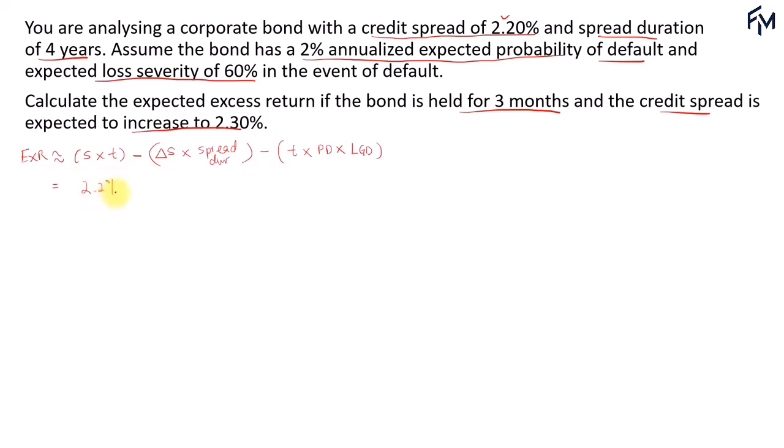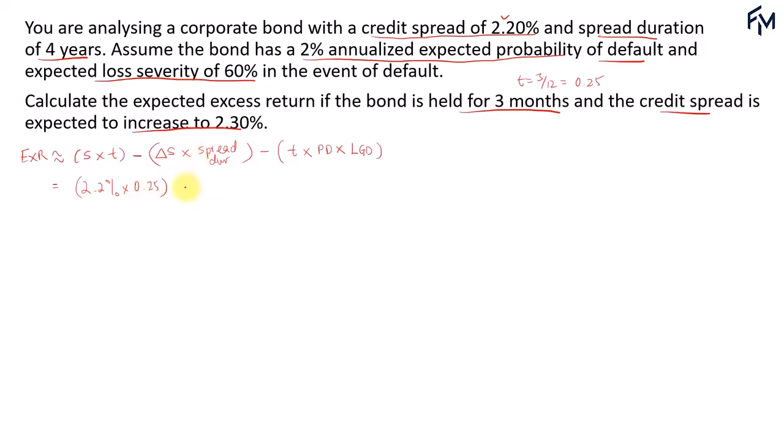So we'll take 2.2% multiplied by the holding period of 3 months. So T will be 3 over 12 in annualized terms, so that's 0.25. So that's the expected return that you will get if you hold the bond for 3 months and you don't incur any default losses and there is no change in the spreads. Then this is what you will earn.